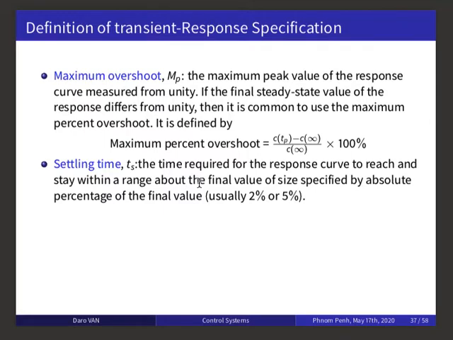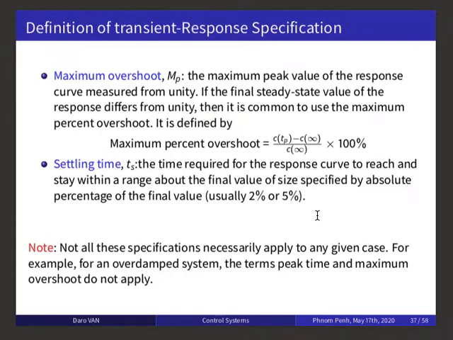And settling time, TS, is the time required for the response curve to reach and stay within a range about the final value of a size specified by an absolute percentage of the final value, usually 2 or 5%. 2% is commonly used. Note that not all these specifications necessarily apply to any given case. For example, for an undamped system, the terms peak time and maximum overshoot do not apply.